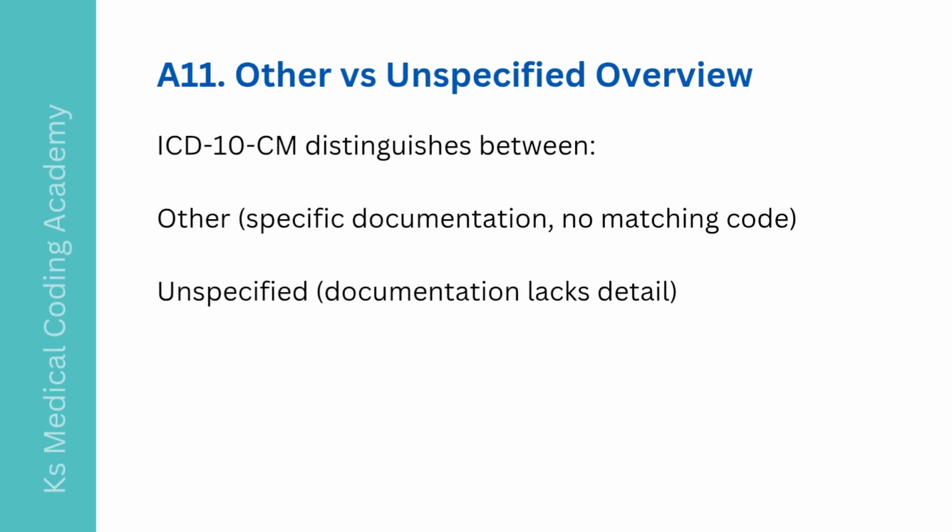Other versus unspecified overview. ICD-10-CM distinguishes between two important terms, other and unspecified. Other is used when the provider gives a specific detail but there is no exact ICD-10 code. Unspecified is used when documentation lacks sufficient detail to assign a more specific code.